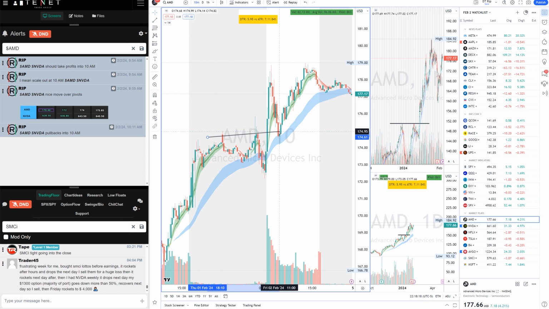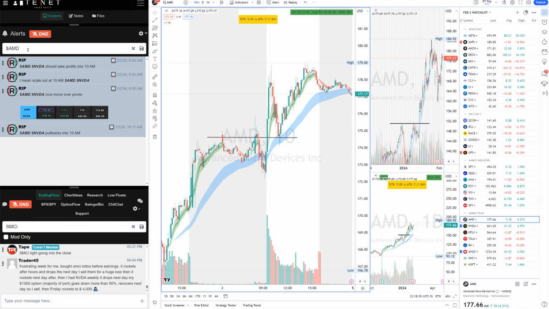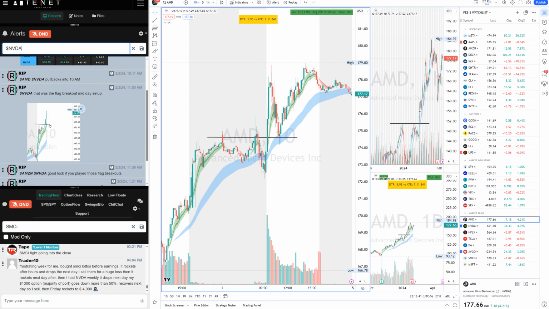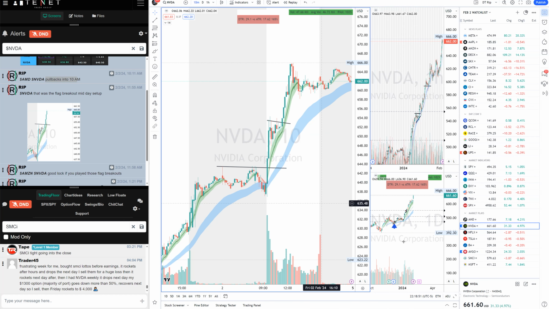Nice morning trades, and there was also a midday bounce setup on AMD right here. You see that, right? So that was a nice setup. And same for NVIDIA. All day I was guiding, and then I gave people this flag break and pullbacks into 10 a.m., because you always take first profits into 10 a.m. And then NVIDIA broke the flag and pushed higher, and it was just, keep going.